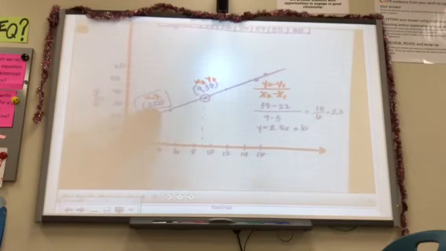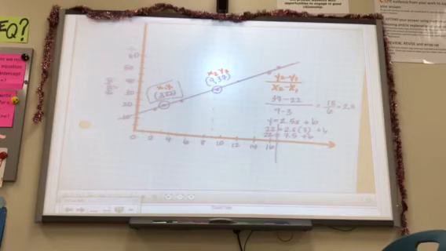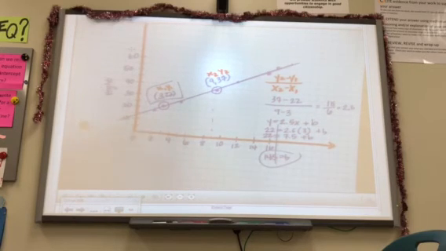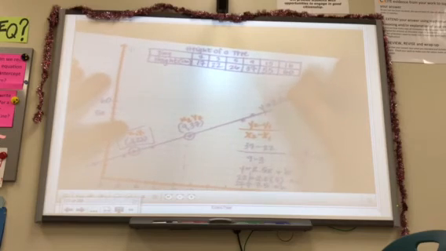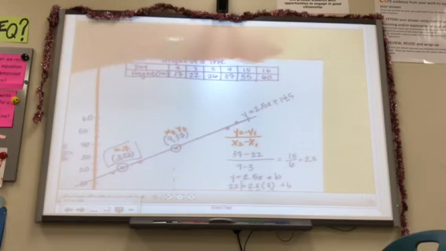Remember, you just pick 1, and this is my y, this is my x, so I get 22 equals 2.5 times 3 plus b. 3 times 2.5, 7.5. And then I'm just going to subtract 7.5 from both sides, and I get 14.5 is b. And you can see it's just less than 15, so that makes a lot of sense. So the equation of this line would be y equals 2.5x plus 14.5.